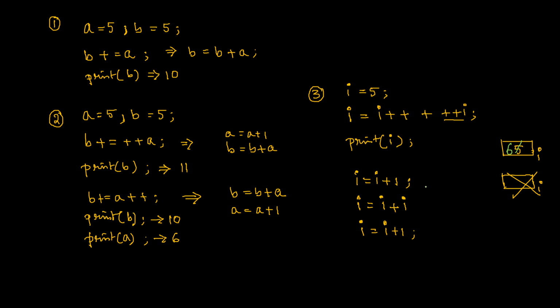So that means when this part will be calculated, 6 is on both sides, in both I's, on two sides of this plus. So basically I will now be equal to 12. 6 plus 6, 12. And then I has been incremented by 1 because of this line.